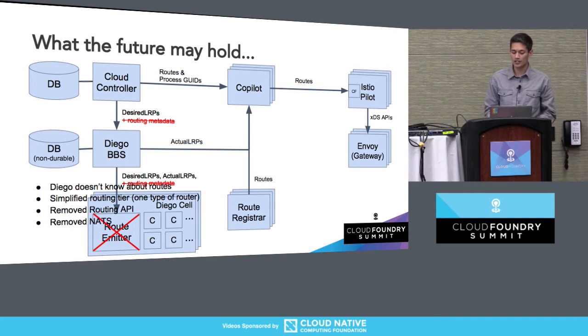We have a much simpler routing tier. There is just one router that you have to worry about, so no longer do you have to make that either-or choice. We remove the routing API. That's one less durable data store you have to care about. And we remove NATS. So this is a big win in its own right, and we would love to see it go.